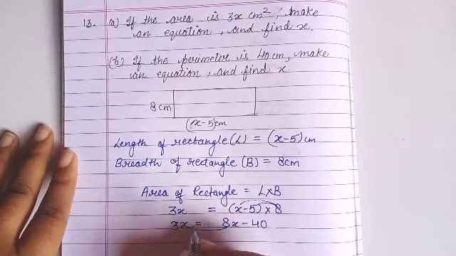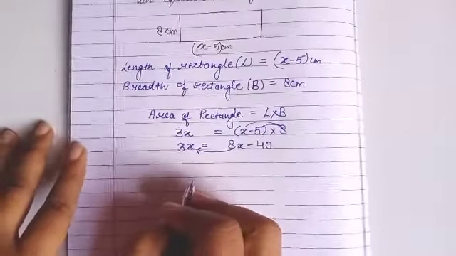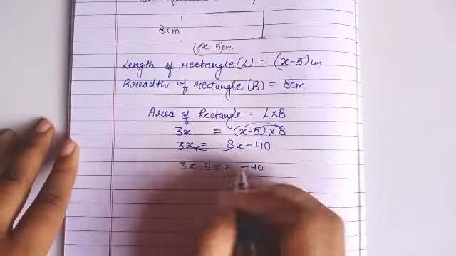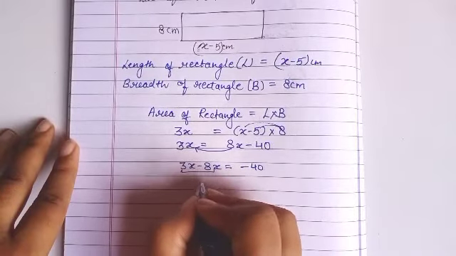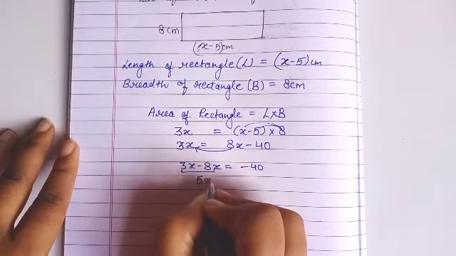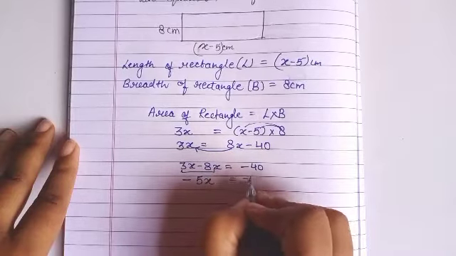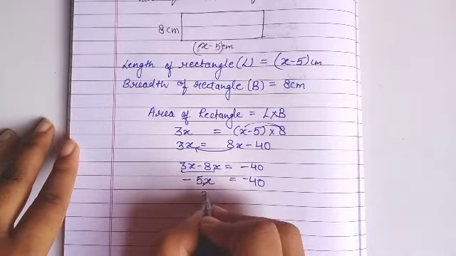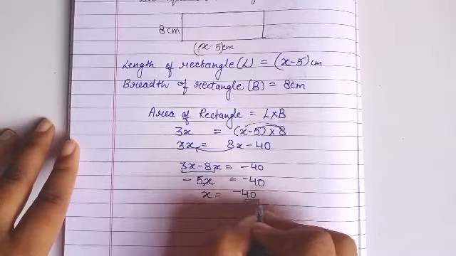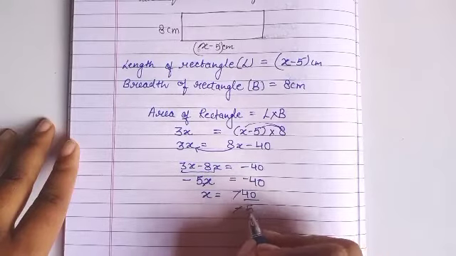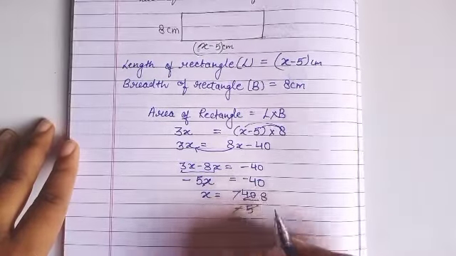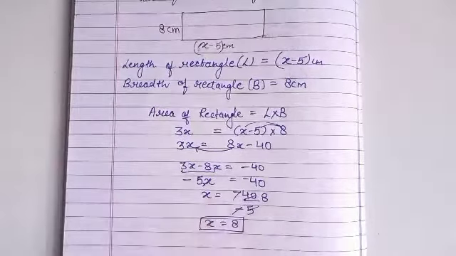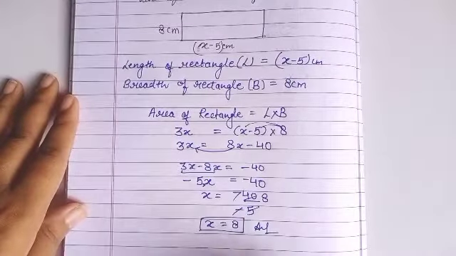Move the term having variable to the left. 3x minus 8x is equals to minus 40. Both are of different signs, so these will be subtracted. 8 minus 3, 5x, and sign will be of greater number, which is minus 40. So minus 5x means minus 5 multiply x. So x is equals to minus 40 divided by minus 5. Minus to minus cancel out. 5 8s are 40. So x is equals to 8. Right? So this is your answer.